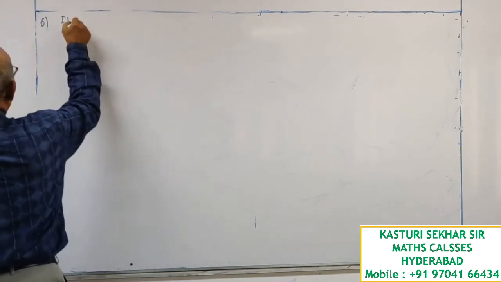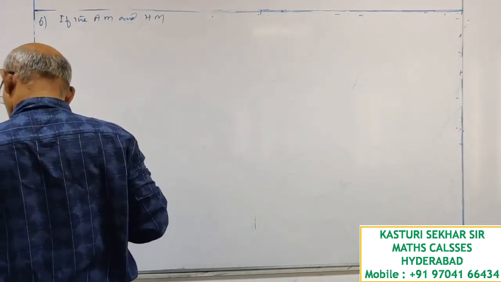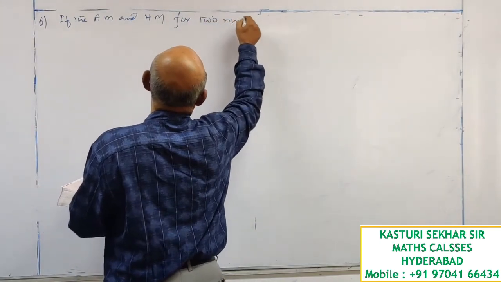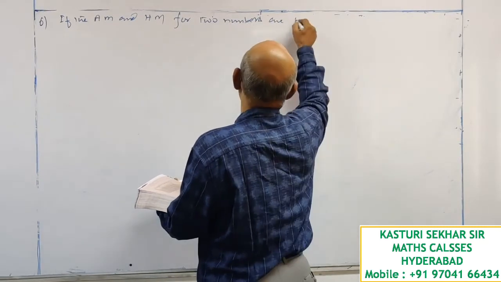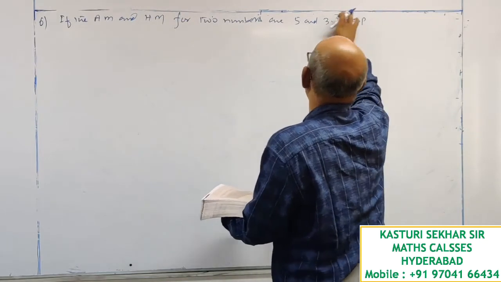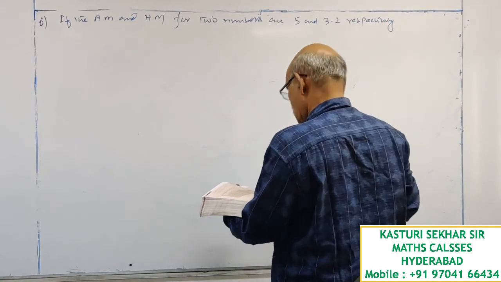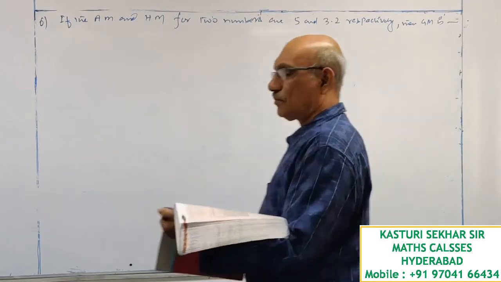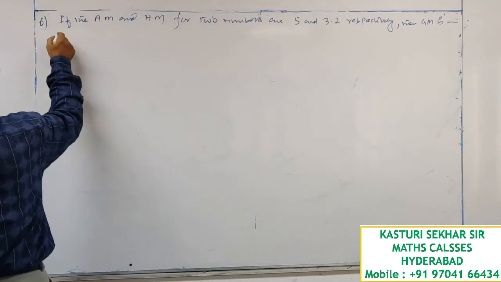If the arithmetic mean and harmonic mean for two numbers are 5 and 3.2 respectively, then the geometric mean is? Now see the solution.